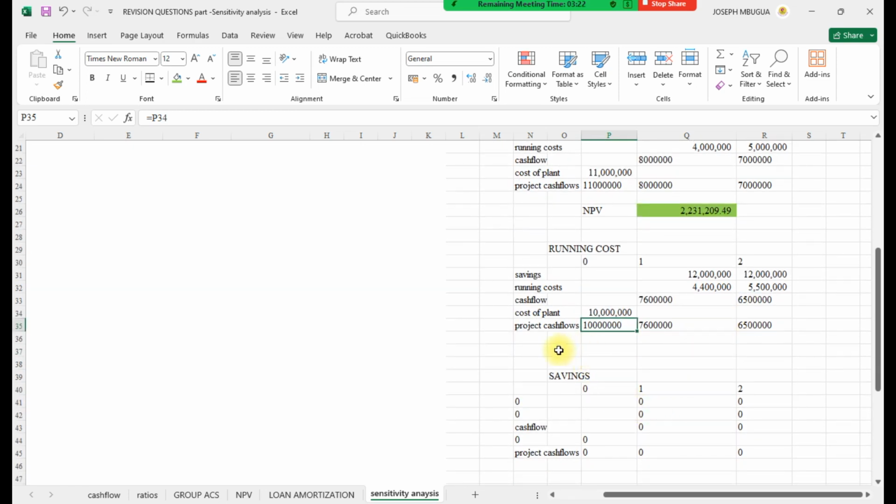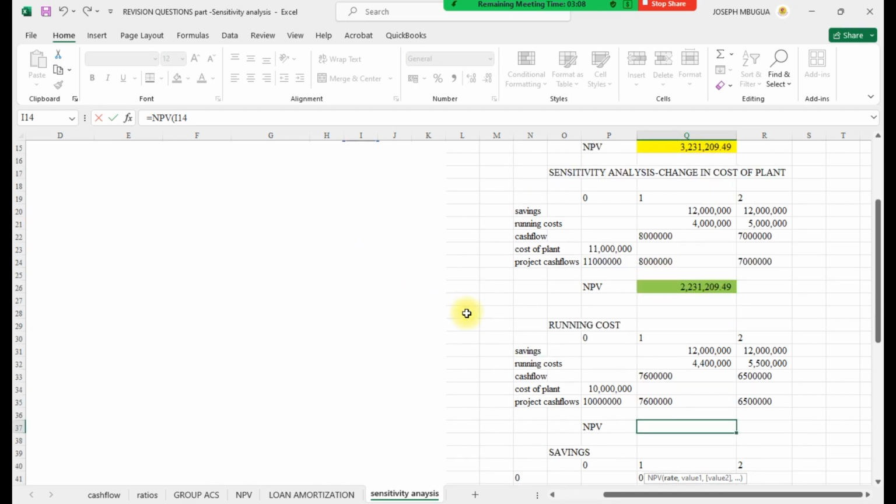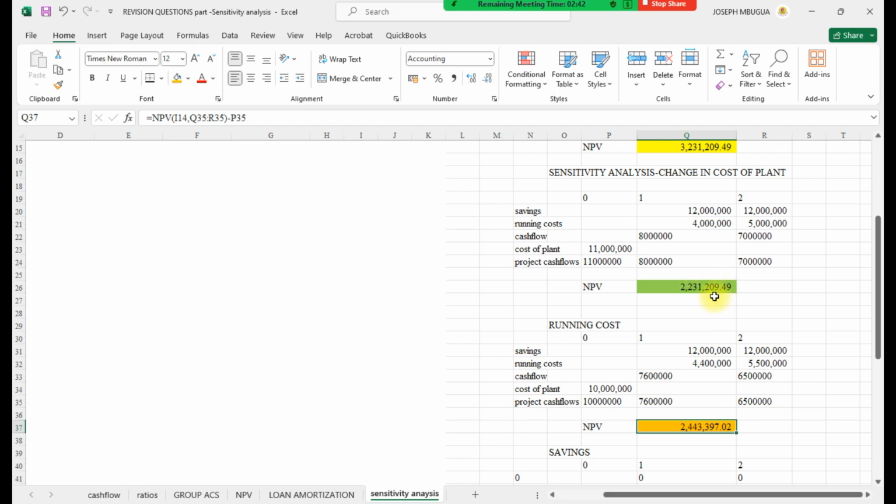And therefore the NPV under this scenario will be NPV. Our rate remains 9. Our cash flow, and we minus the initial. The initial is 10, and you get your NPV as that value. So here again it changes now to 24. Here we had 22. Here is 24.